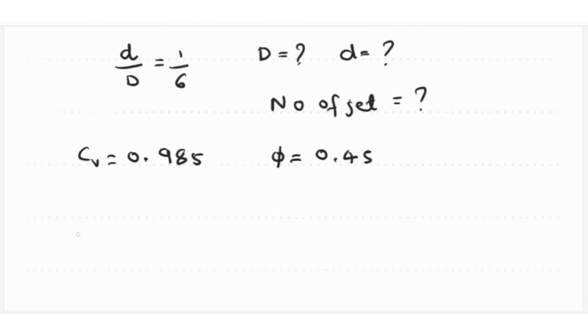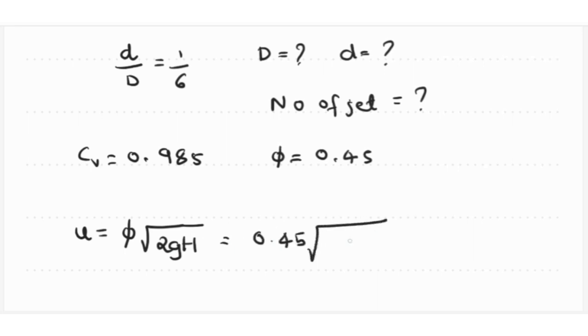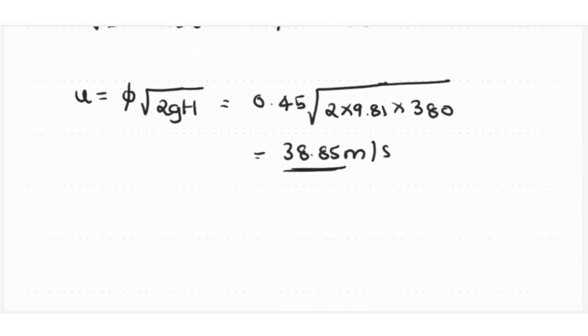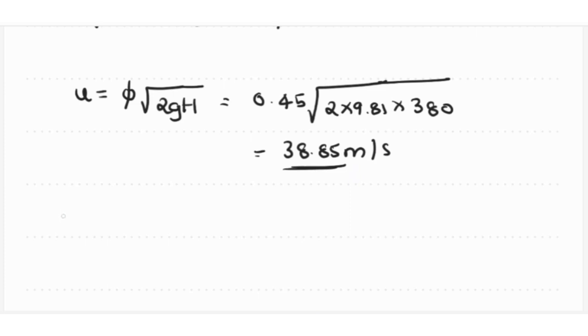Velocity of wheel can be calculated using formula u is equal to phi into root of 2gh. So phi is 0.45 into root of 2 into 9.81 into h, which is given as 380 meter. If you substitute and solve, you will get the answer 38.85 meter per second. So this is the velocity of wheel. Similarly, we will calculate velocity of jet.